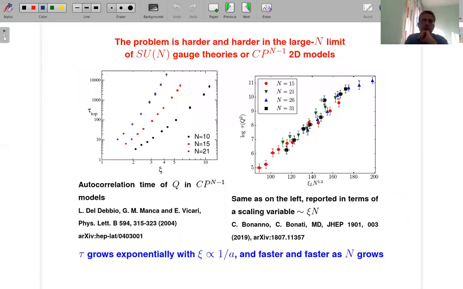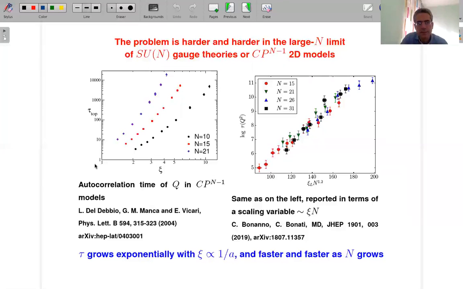Well, this is observed also, for instance, in SU(N) pure gauge theories or in CP^N models. One feature of models which depend on some large N, like SU(N) gauge theories or the CP^N models, is this problem of freezing. You can look at it from the point of view of the autocorrelation time of the topological charge. What you can see is that this autocorrelation time grows exponentially with the correlation length of the system, which is proportional to 1 over a, the inverse lattice spacing.